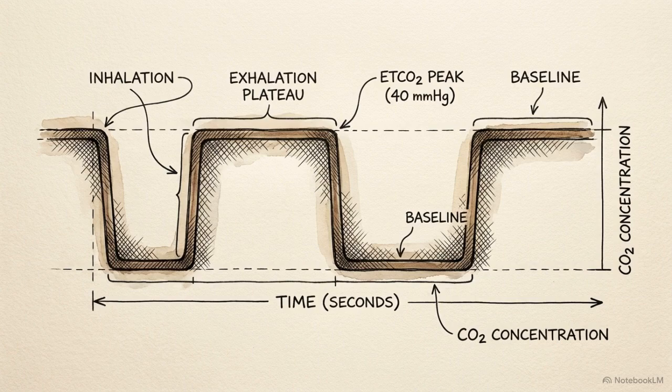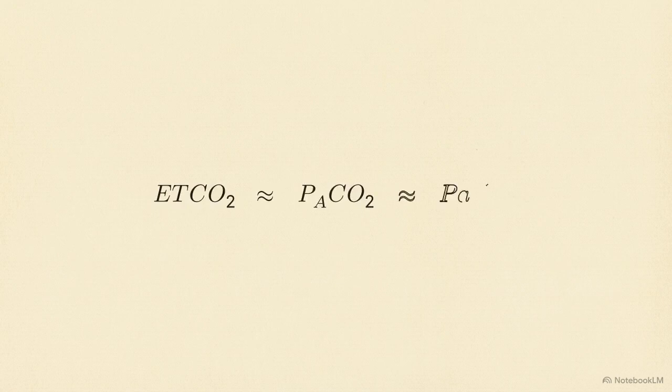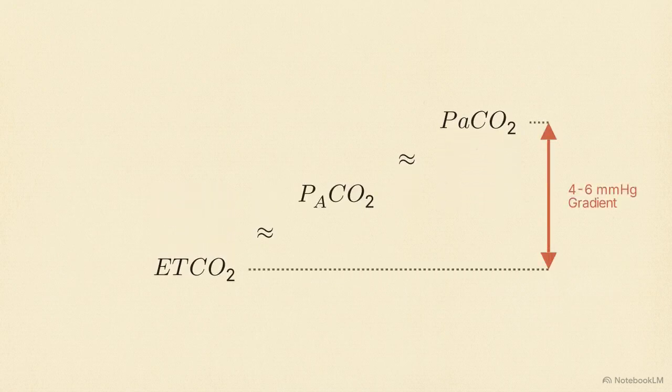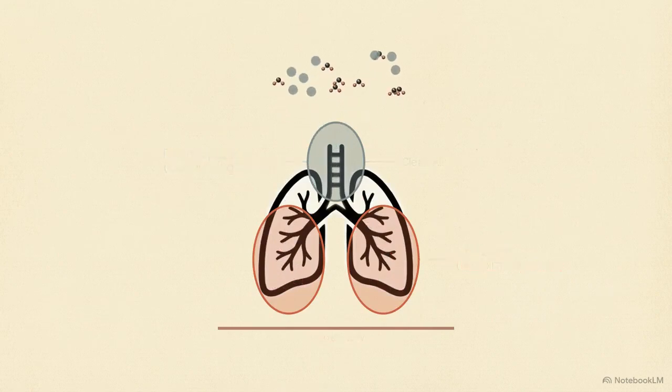It represents the partial pressure of carbon dioxide in the respiratory gases, measured at the absolute conclusion of a single expiration. In healthy patients, measured end-tidal CO2 reflects the alveolar PCO2, acting as a proxy for arterial CO2 tension. They are separated by a 4 to 6 millimeter of mercury gradient caused by physiological dead space, air entering the lungs that doesn't participate in gas exchange.